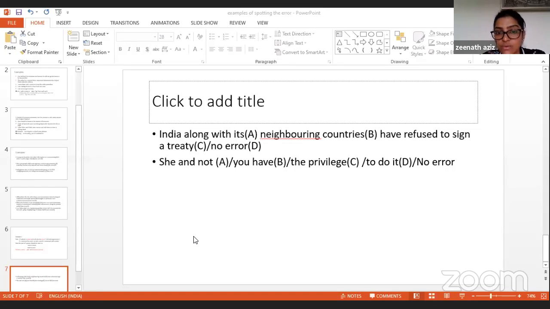So that is what I'm trying to ask the children. Do they have the GAT paper with them for spot the errors, sentence correction, antonyms and synonyms? I need to know this.